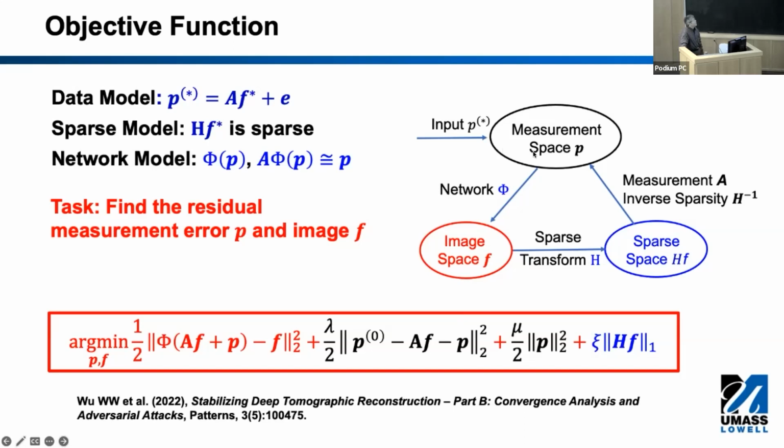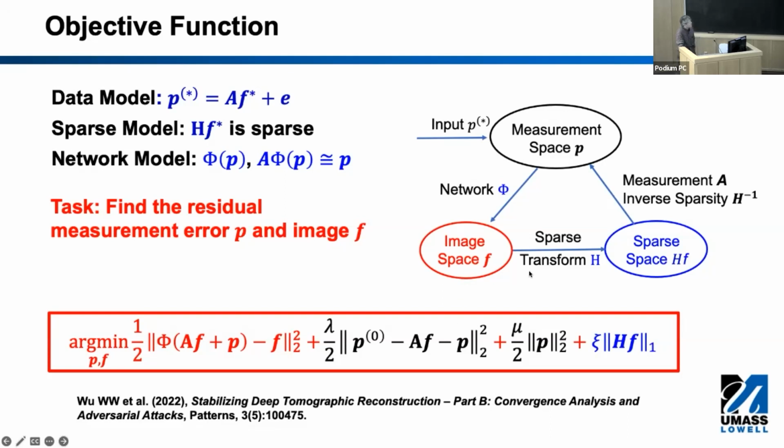Then in the measurement space, we have the initial projection. Then we have the forward projection of F. We also have the residual P. So the initial input minus the forward projection of F minus the residual should be as small as possible. This will be approaching 0. Meanwhile, in the measurement space, P actually should be very small. We need to minimize its norm. In the sparse space, we know H F should be sparse. We need to minimize its norm.